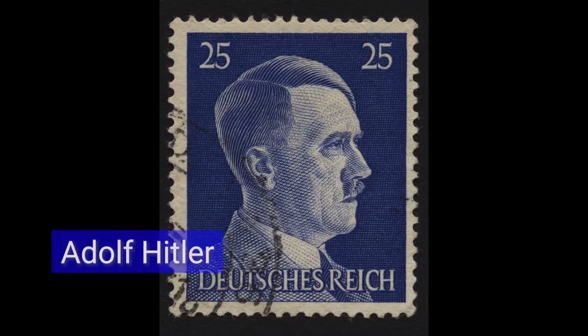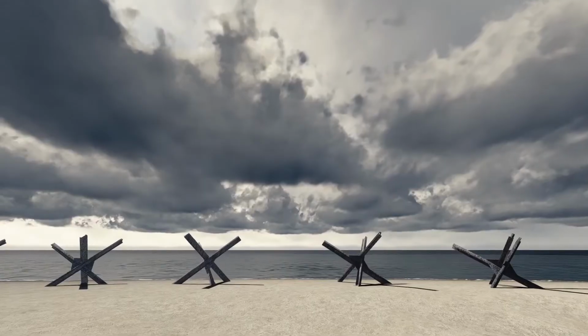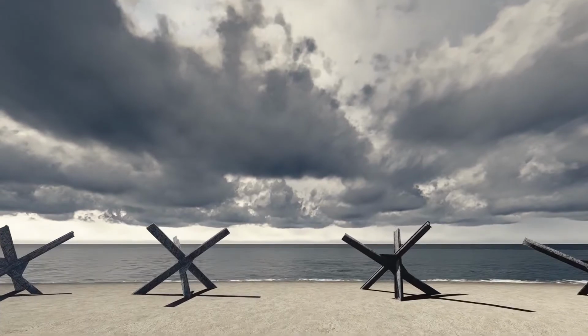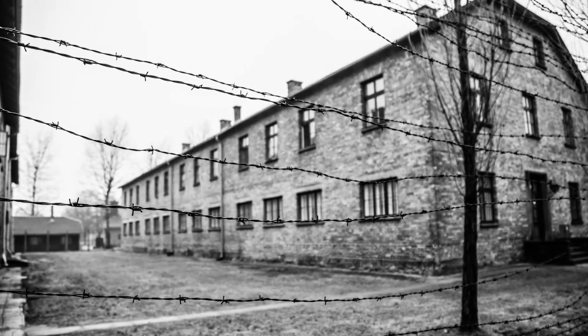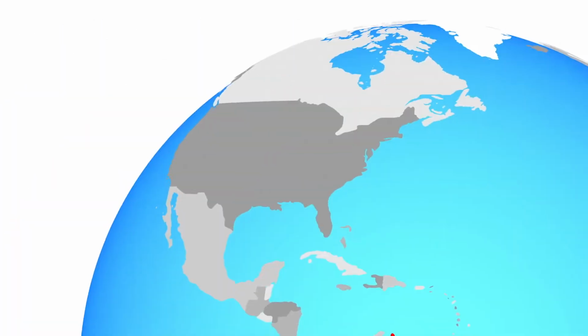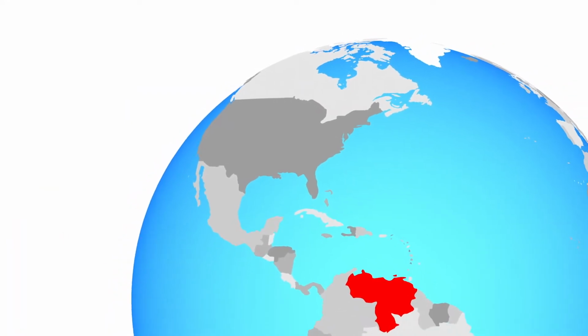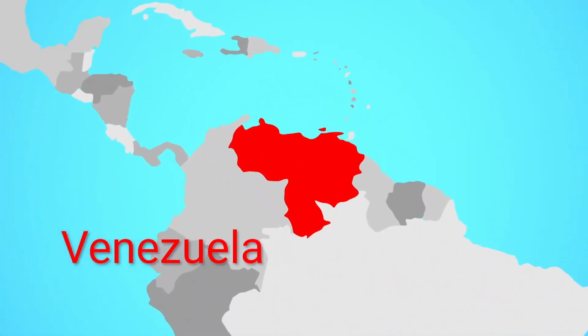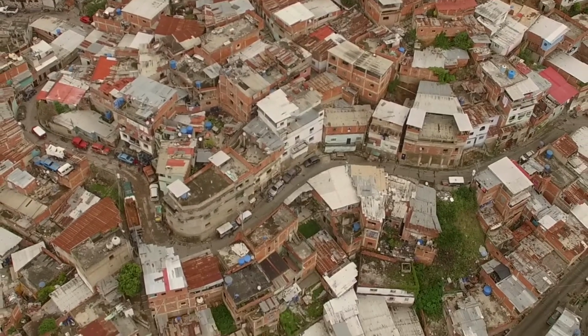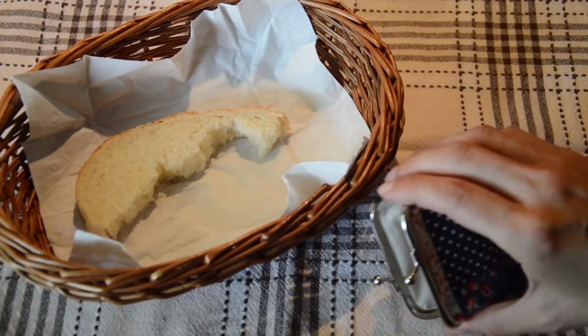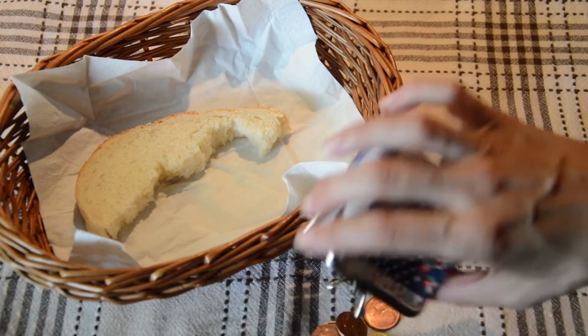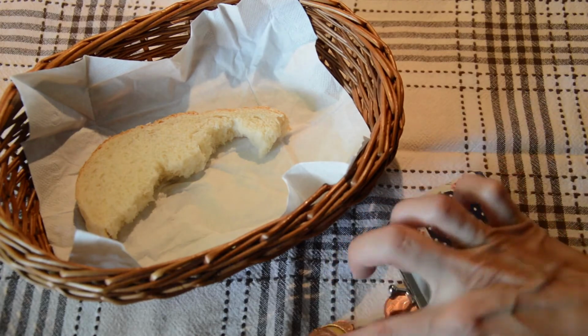One you may have heard of is Adolf Hitler. Hitler led Nazi Germany during World War II and was responsible for the Holocaust. Another country which you may be familiar with and is closer to the United States is Venezuela. Today, the people of Venezuela suffer from the lack of food and everyday necessities under a dictator form of government.